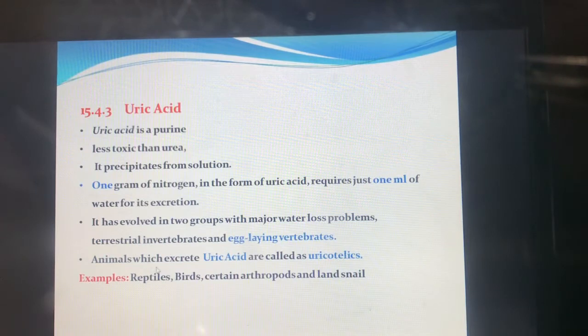When we talk about terrestrial invertebrates, we take arthropods, and for egg-laying vertebrates, we take reptiles and birds. Okay. Then animals which excrete uric acid are called uricotelic. And besides this, the examples include what? Birds, reptiles, certain arthropods, and land snails as well.